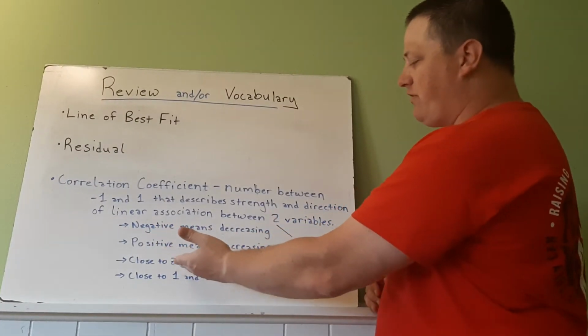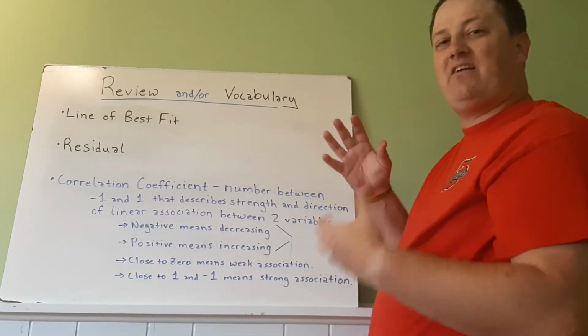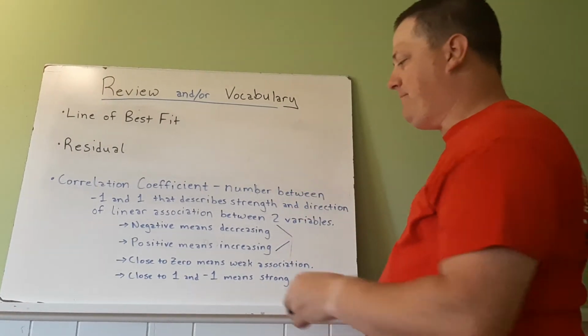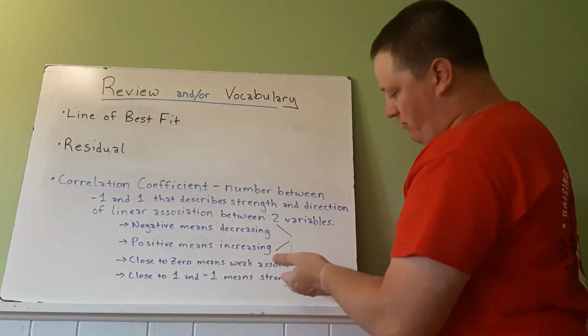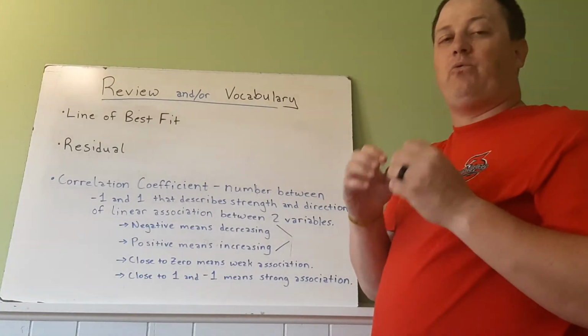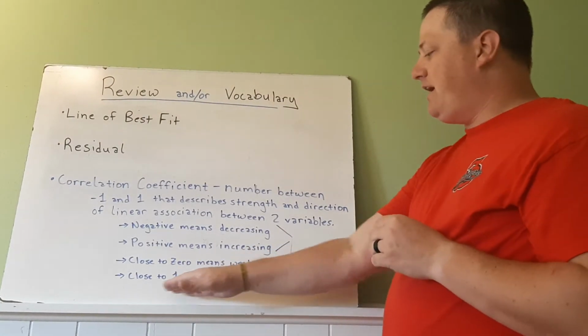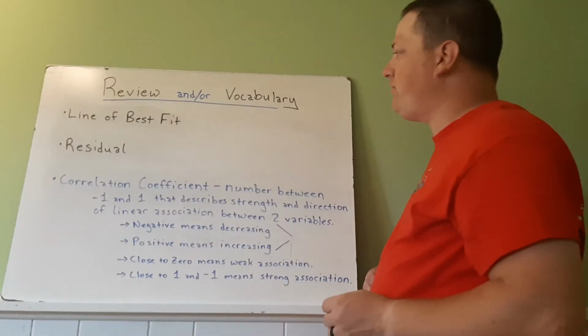If it's closer to 0, that means there's a weak association. It means that the data is pretty far away from your line. If it's close to 1 and -1, that means that there's a strong association, meaning the data is very close to the line. The residuals are smaller in 1s and -1s. They're bigger in 0s.